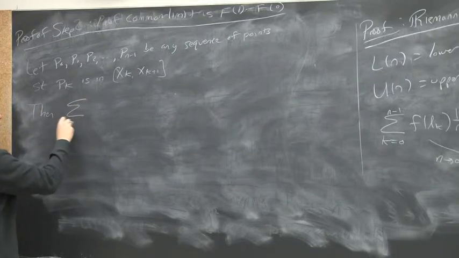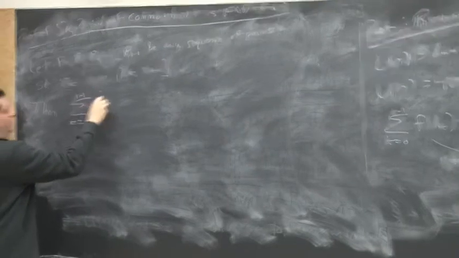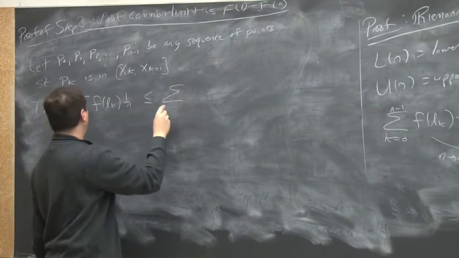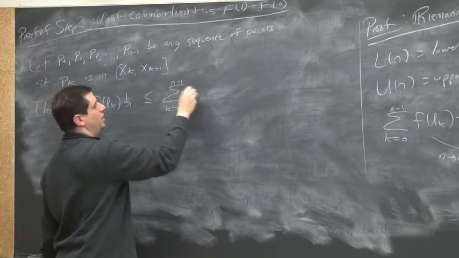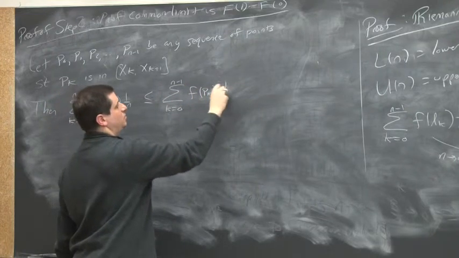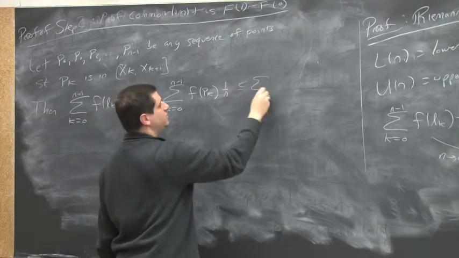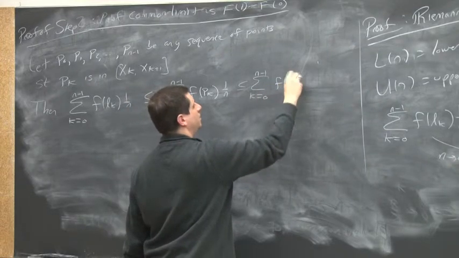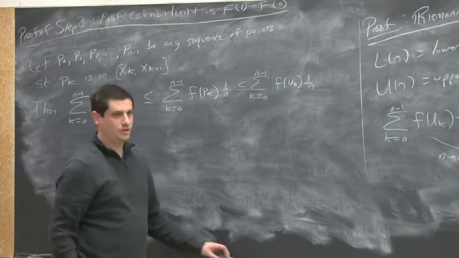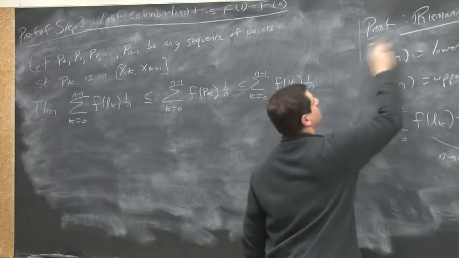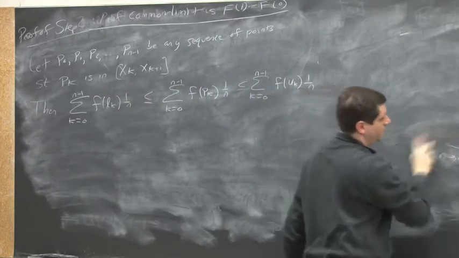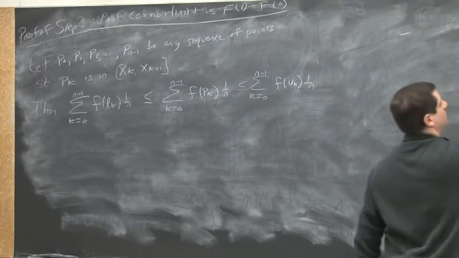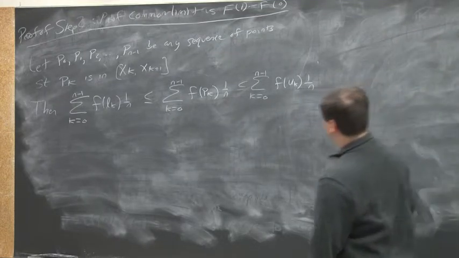The sum, k goes from 0 to n minus 1, of f of l_k times 1 over n is less than or equal to the sum, k goes from 0 to n minus 1, of f of p_k times 1 over n, which is less than or equal to the sum, k goes from 0 to n minus 1, of f of u_k times 1 over n. So I claim that no matter what sequence I take, the value of the lower sum is less than or equal to that corresponding sum, which is less than or equal to the upper sum.